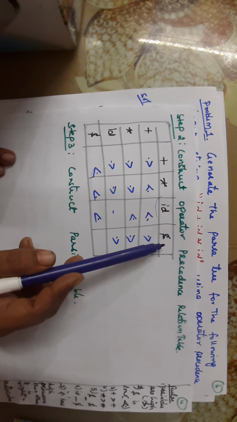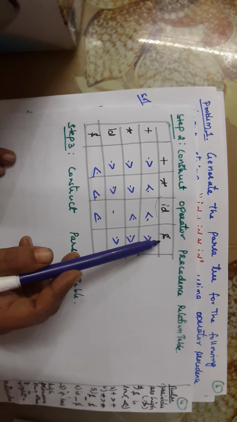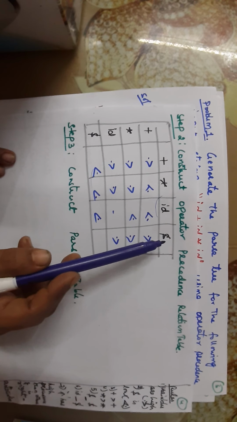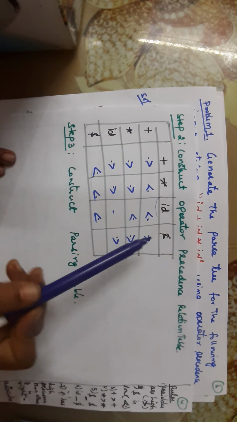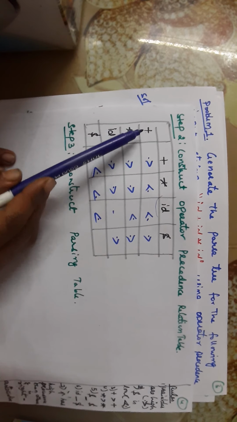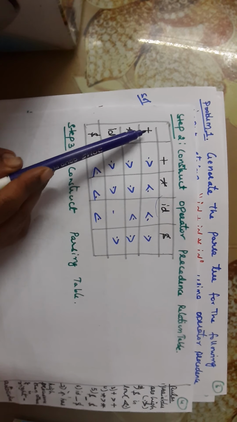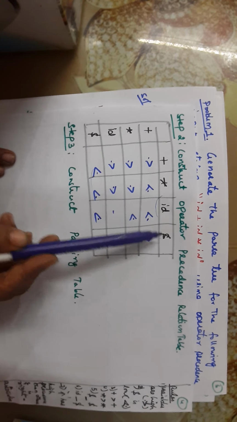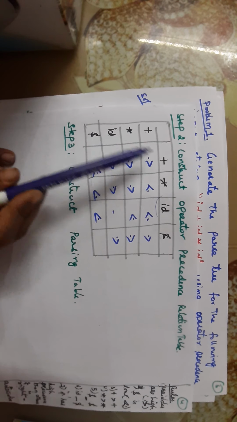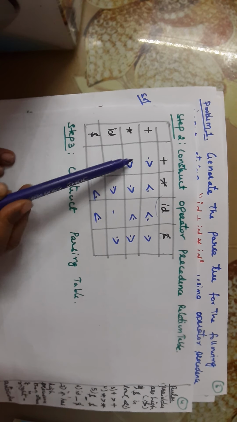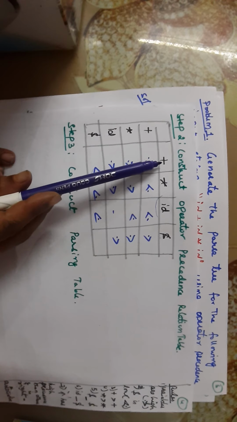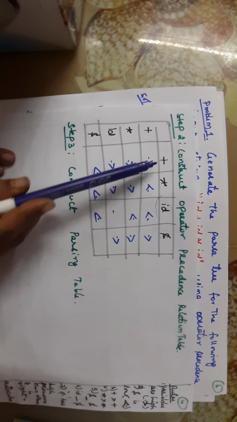And the next one is dollar. Dollar is always smaller than the remaining symbols. So plus is greater than dollar. Always we have to check the row with the column. So plus is checked with all these four columns. Then coming to the next line, star and plus are both different operators. Now check the precedence. Star has greater precedence than plus, so star is greater than plus.